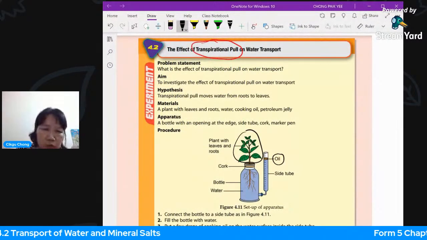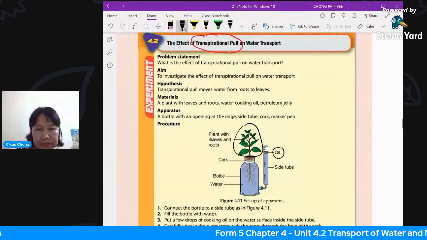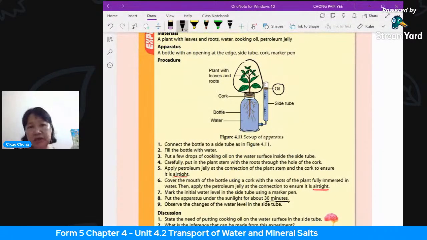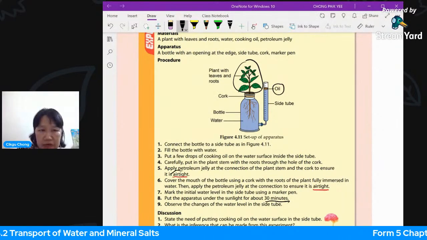You want to block it. You do not want the water to evaporate from there. Okay, then you leave it for a few hours, at least 30 minutes, otherwise you would not be able to see the result, because transpiration happens quite slowly. Make sure everything is airtight. Okay, you can read the instructions later.